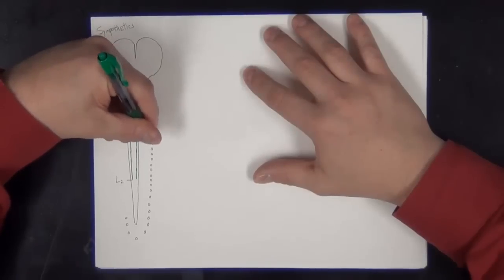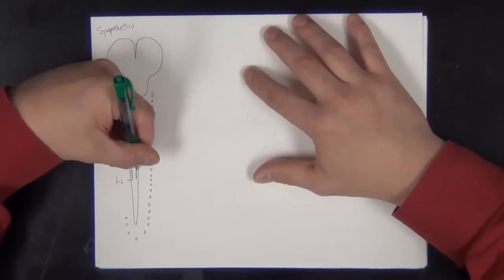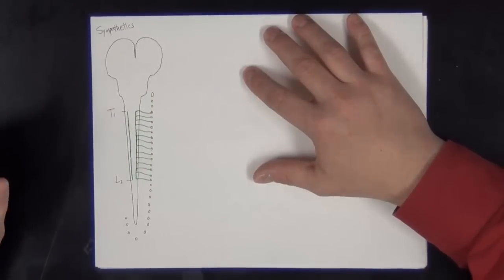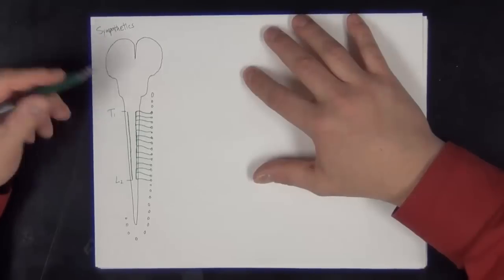So from T1 to L2 there are white rami, and then above and below those levels there are gray rami as things leave the spinal cord, but there are no white rami. These are the only places you have them, and this is bilateral, but I'm only drawing it on one side for clarity.